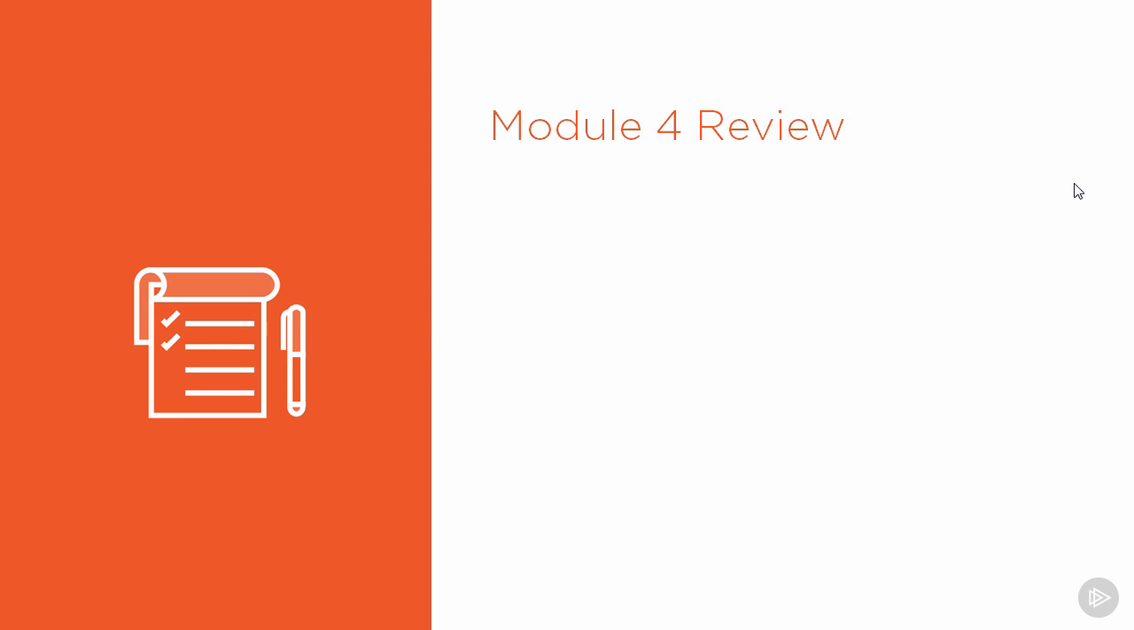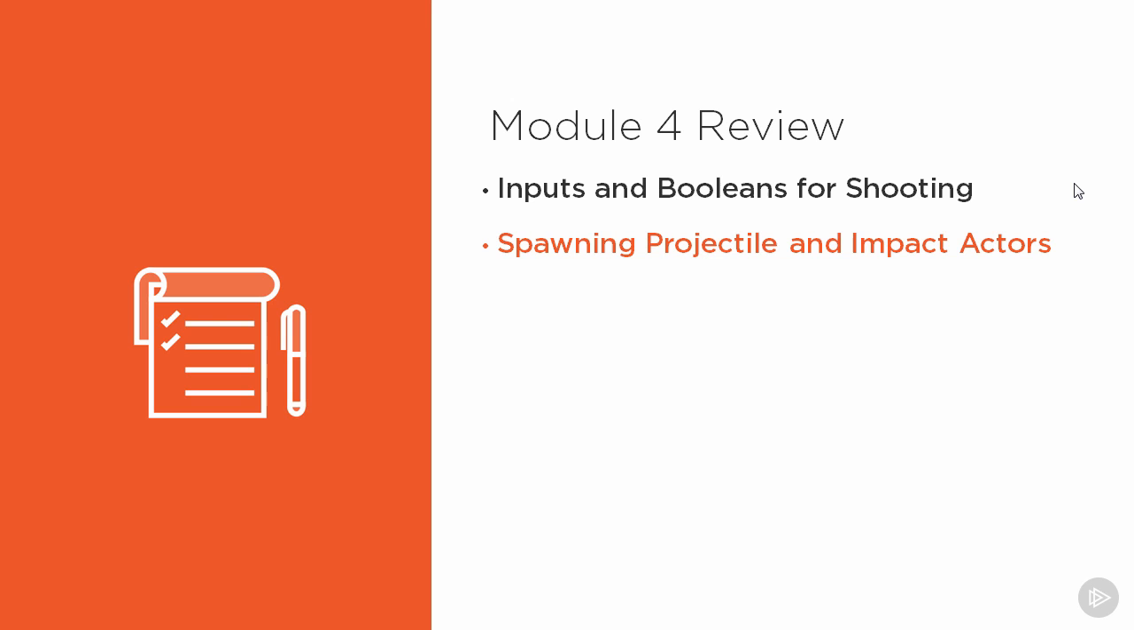To review this module, we looked at inputs and booleans for shooting. That included creating a player input that sets and checks for boolean conditions to avoid unwanted player actions. We looked at spawning projectile and impact actors. This made use of the spawn actor from class function to create moving projectiles that originate at the player character and sprite impact effects that originate at the point of collision. We also looked at collision detection for shooting. Here we created collision events and checked for collision types to determine when to spawn an impact actor.